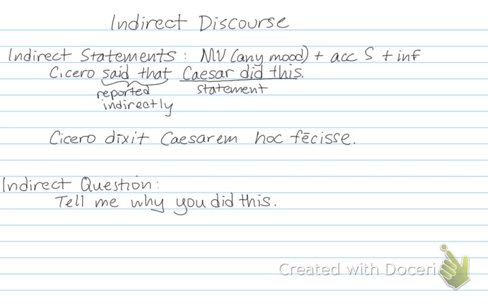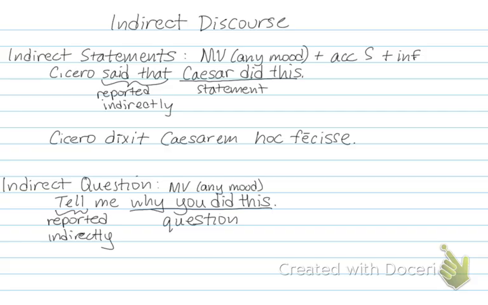So, for example, in English, tell me why you did this. Why did you do this is the question, and we report it indirectly by introducing it with tell me. Tell me why you did this. You notice that in English, we also have our own way of doing indirect questions. It's not tell me why did you do this, although we can put it in that way as well. We can say tell me why you did this.